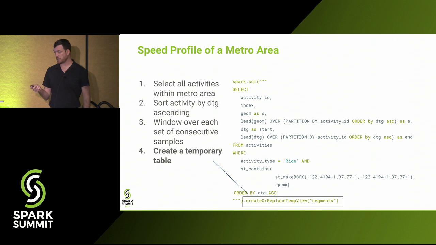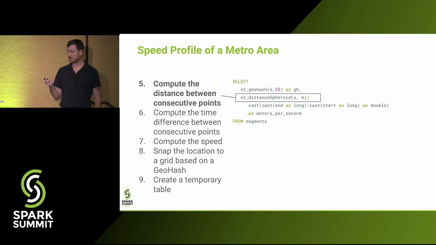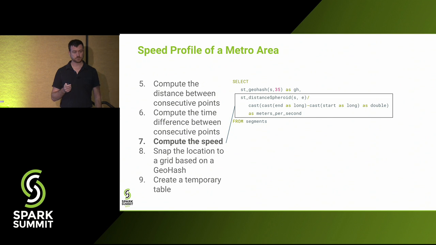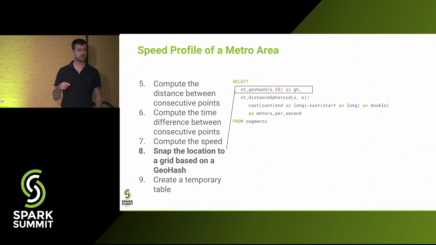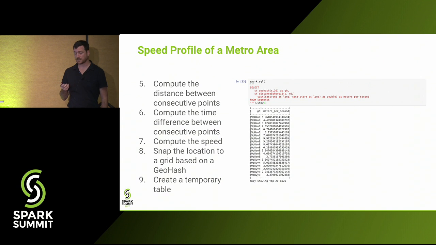And then we create a temporary table. The result is a table that has the start and end points and the start and end times. So now that we've got that, we can compute the distance, which is distance in meters between those two points. We can compute the difference in time, and we can divide the two to get meters per second for that particular record. We also, in this case, snap to a grid, and we've got now a measurement of one activity's speed in a particular grid cell. Now we create another temporary table. And you can see the result of the table.